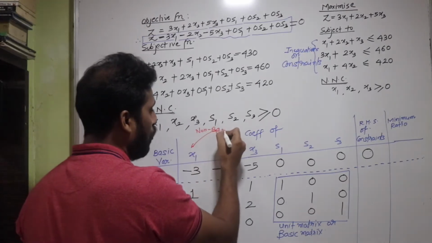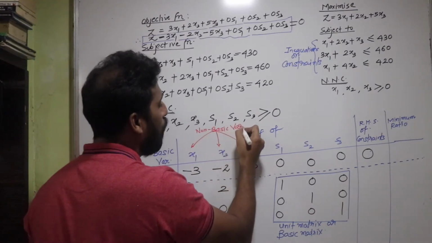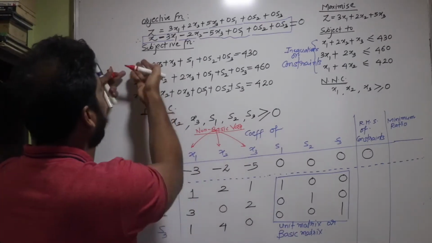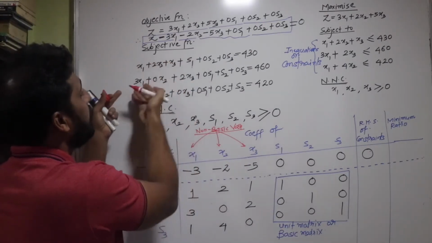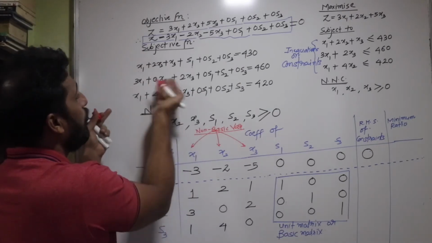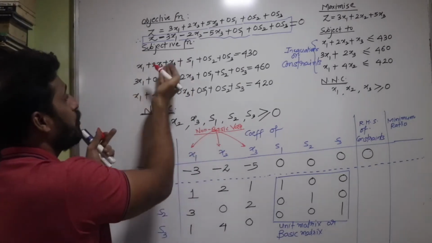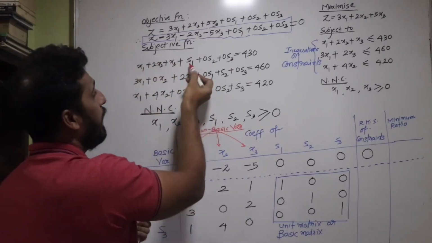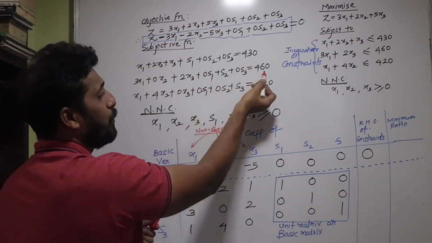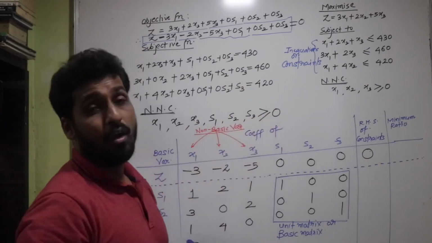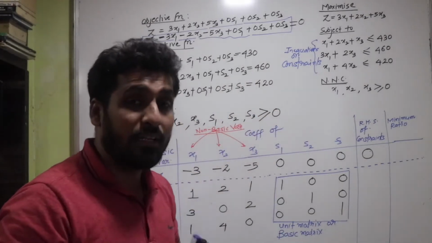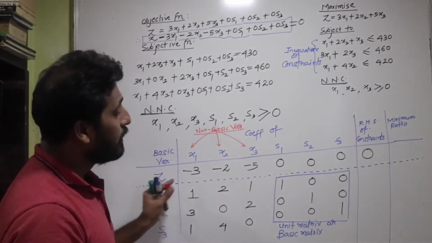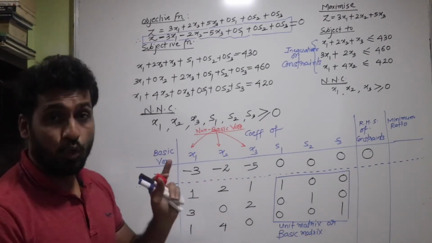non-basic variables, and the value of the non-basic variables is always taken as 0. So if I take X1, X2 and X3 as 0, these three terms will vanish from here. S1 becomes 430, S2 becomes 460 and S3 becomes 420. So those are the values of the basic variables at this moment. So this is what your simplex table would look like.